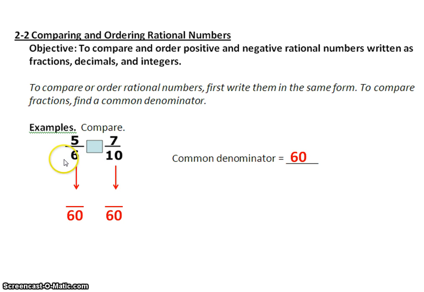Now, 6 times 10 is 60. If I multiply the denominator of 6 times 10, I have to multiply the numerator times 10. So this numerator would be 50. On this side, 10 times 6 is 60. So I multiplied the 10 by 6, so I have to multiply the 7 by 6, and this would be 42. So I would end up with equivalent fractions of 5/6 would be 50 60ths, and 7/10 would be 42 60ths. Now they're quite easy to compare. 50 60ths is greater than 42 60ths.